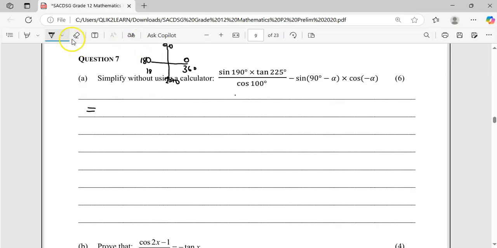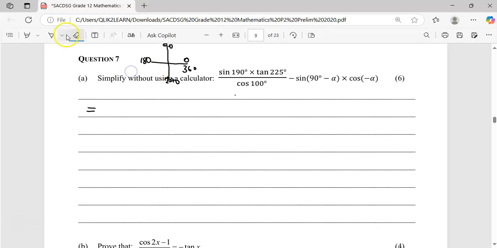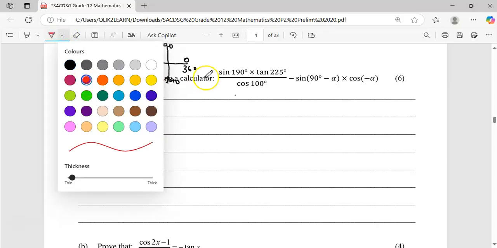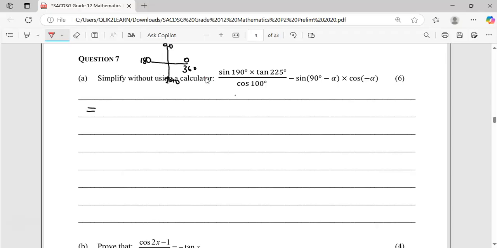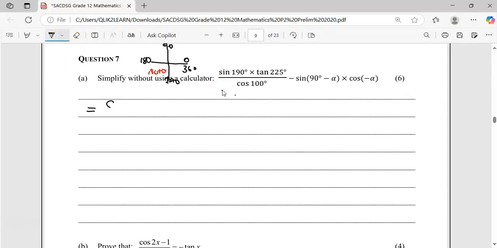Right. So in this quadrant we have what? Okay, let's do it like this. In this quadrant we have 180 plus theta. So 180 plus theta is in quadrant 3. So we can write the sine of 190 as the sine of 180 plus something. What can we add to 180 to find 190? We can add 10 degrees.